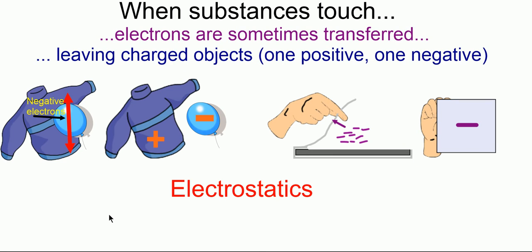So that's it for this video. This is called electrostatics, where charged particles, usually electrons, are sometimes transferred, leaving behind charged objects, one positive, one negative. The neutral sweater and balloon end up positive and negative. Here, both these plastics were neutral before. The action of tearing this off makes that one very negative, doesn't it? Because the electrons flow. And that's called electrostatics.